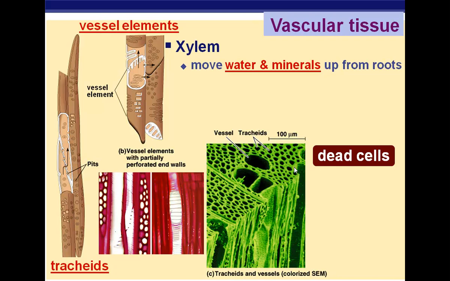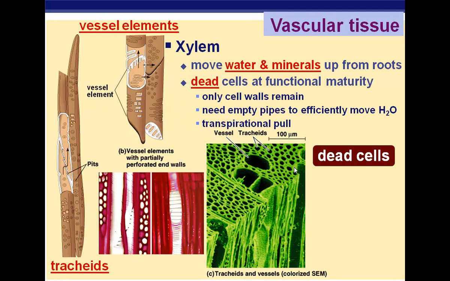We want to do that as easily as possible. So it moves water and minerals from the roots. They're dead cells. Once they reach maturity, obviously they have to be alive at some point, but once they are where they need to be, they start to break down to form this xylem. So basically you only get the cell remains. The cell wall remains. You take away the inside, so the cytoplasm's gone, right?